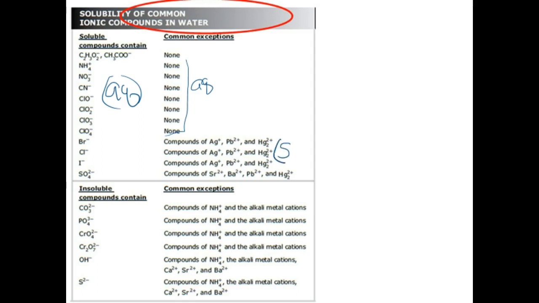When they are combined with silver, lead 2, and mercury 2, these three, they will be solids. When sulfate is combined with these down here, it's going to be a solid. That's how you read this. We're going to do some practice in class. Down here, there's a line. Below the line, everything on this side is a solid, and everything on this side is AQ. So if it is bonded with something on this side of the solubility chart, it's aqueous.